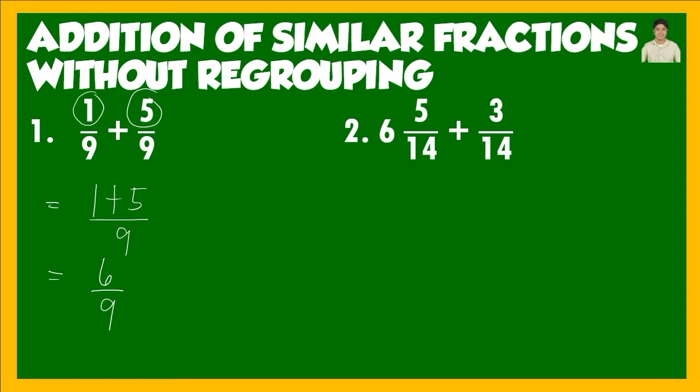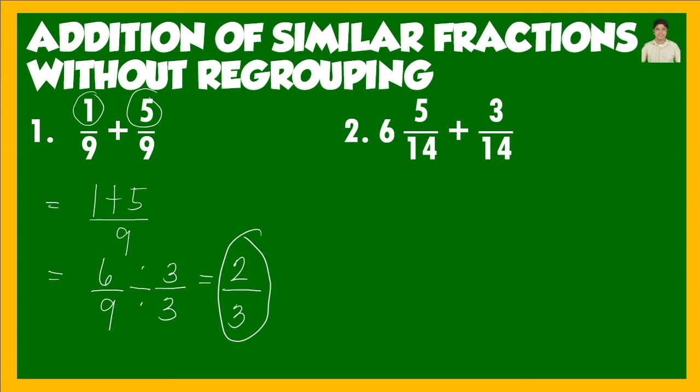So, 6 over 9, kailangan po natin yung i-simplify kasi meron siyang common factor. The greatest common factor of 6 and 9 is 3. So, we need to divide both numerator and denominator by 3. So, 6 divided by 3, that is 2. 9 divided by 3, that is 3. So, our final answer is 2/3, or 2 over 3.